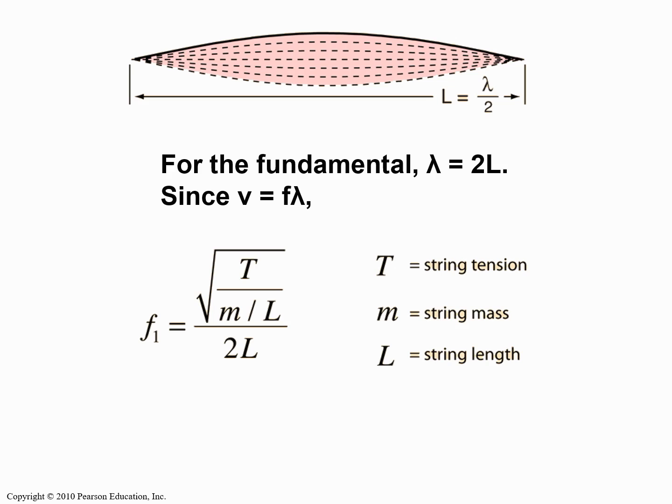Now, since v equals f lambda, as we've already seen, we can then fill stuff in, and we get the expression root T over m over L. That is v, and that v divided by lambda gives us f, and we've plugged in 2L for lambda. So this is the main equation when we're dealing with frequencies of standing waves on strings.